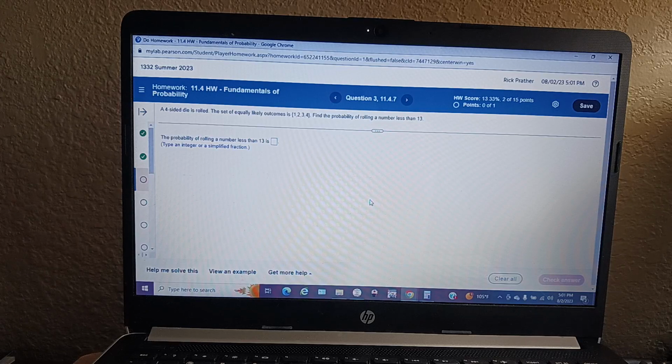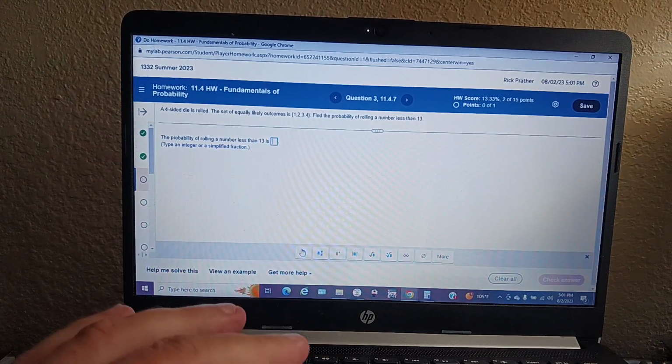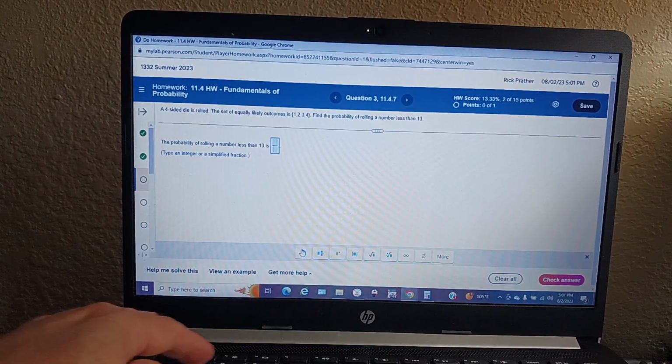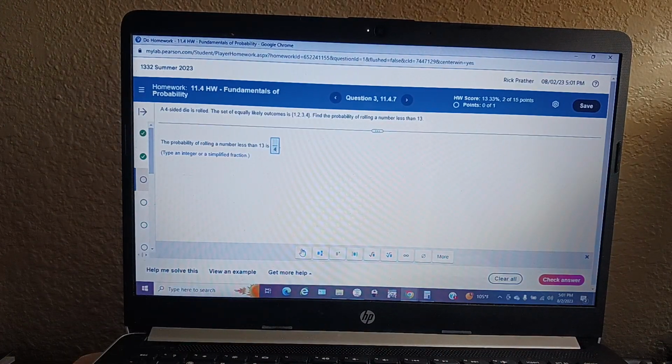Okay, so now we're rolling a 4-sided die. The bottom is a 4 if it's going to stay a fraction. The top has to be 0, 1, 2, 3, or 4. It can be as low as 0, as high as 4, or anything in between. It can't be bigger than 4. 5 out of 4 is impossible.